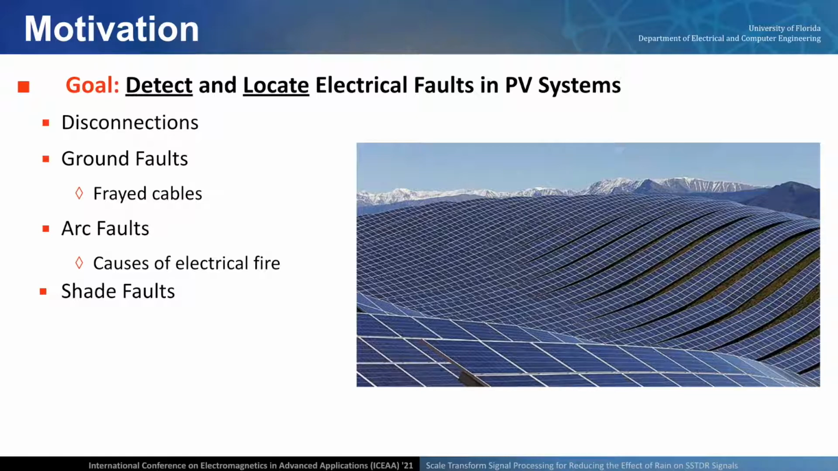Typical faults that we run into working with these panels are disconnects, perhaps from animals roaming around and tripping on wires, ground faults, which can occur from frayed cables, arc faults, which can be very serious and cause electrical fires. These need to be identified immediately and resolved, as well as shade faults, where our panels are being covered.